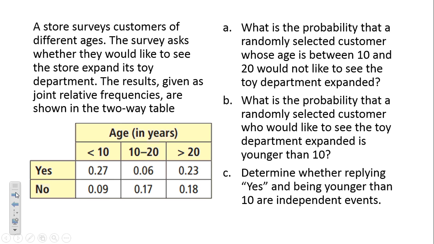Okay, notice that we don't have just counts, joint counts. We don't have the raw numbers. We actually have the decimals divided out. And this is what the two-way table shows us.